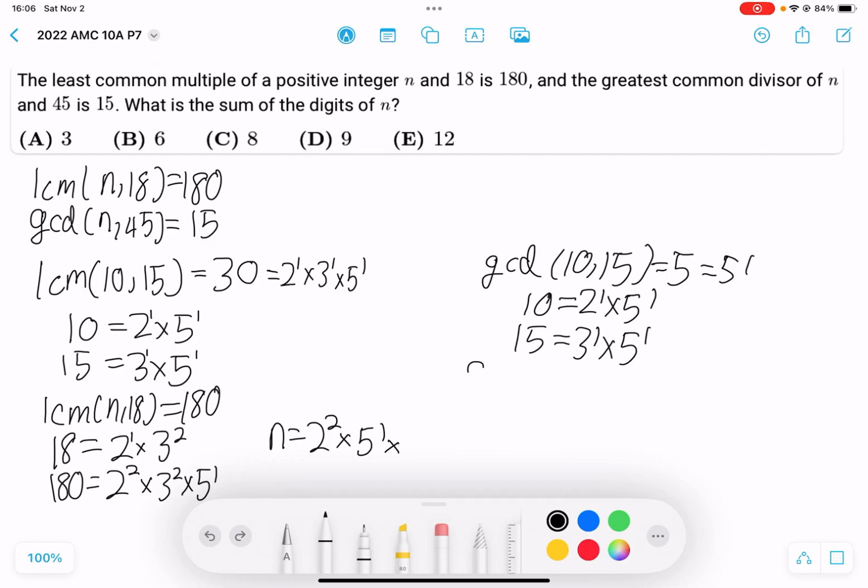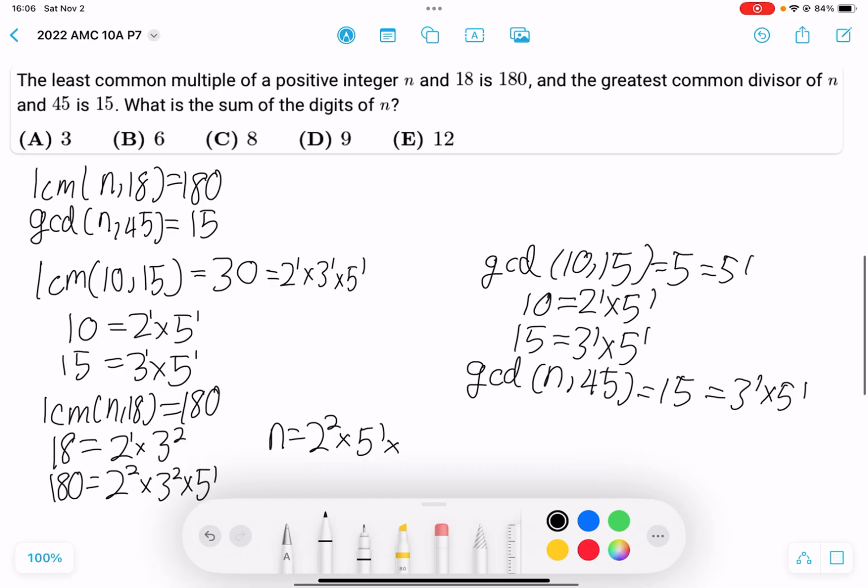So this means that for the GCD of n and 45, it's 15, and we know that 15 first of all is 3 to the power of 1 times 5 to the power of 1. 45 is 3 to the power of 2 times 5 to the power of 1. So since these are the minimum exponents in the prime factors of n and 45, we know that n already has a 5 to the power of 1, but it needs a 3 to the power of 1 as well, so that the GCD of n and 45 can be 15. So this is the minimum for our number n.